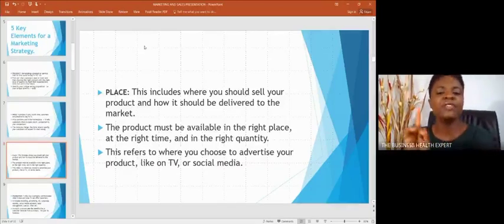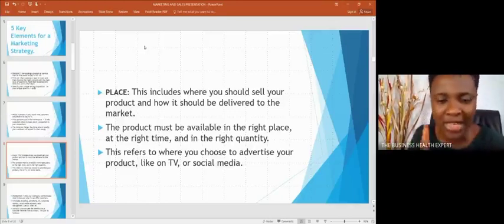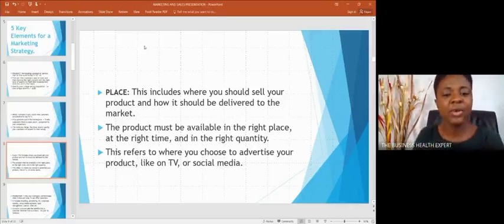The product must be available in the right place at the right time and the right quantity and even quality. I forgot to include that, in the right quantity and quality. Now, it also determines how you choose to advertise your products. A canteen person may decide not to even try to promote on TV.